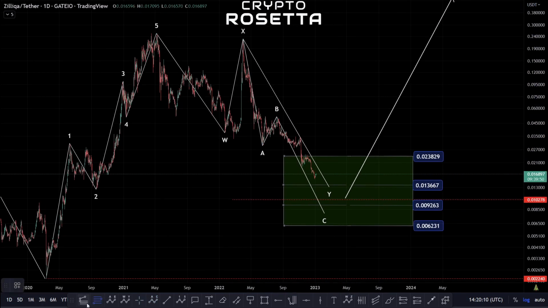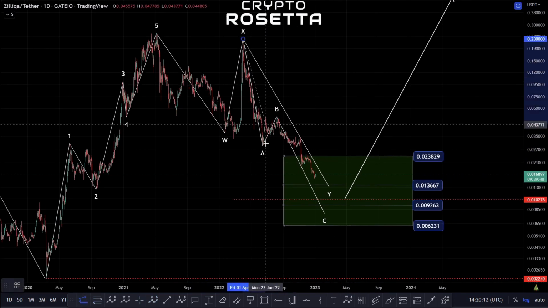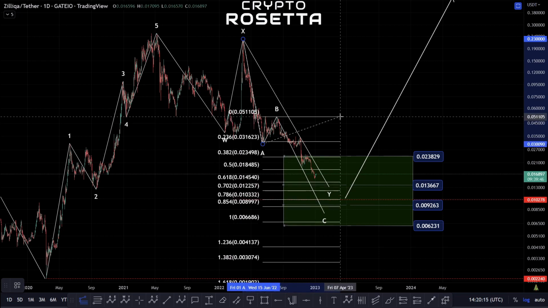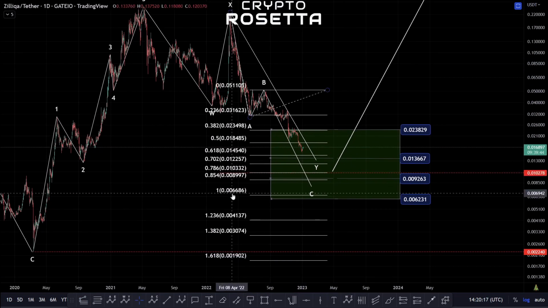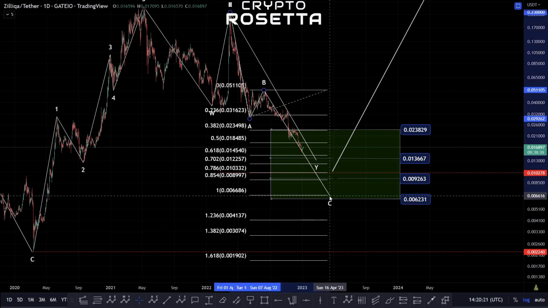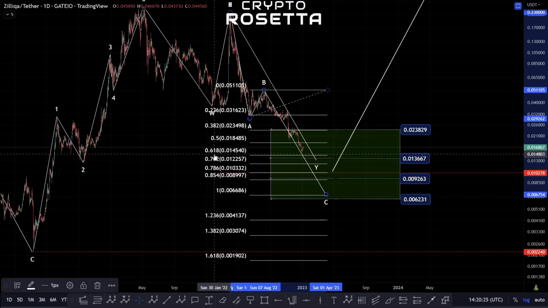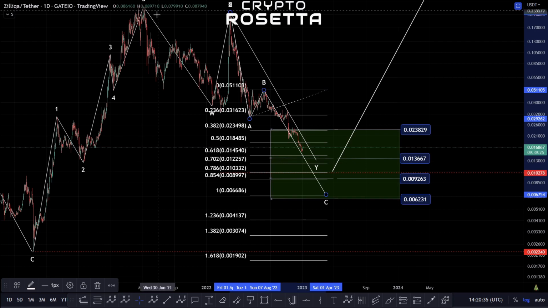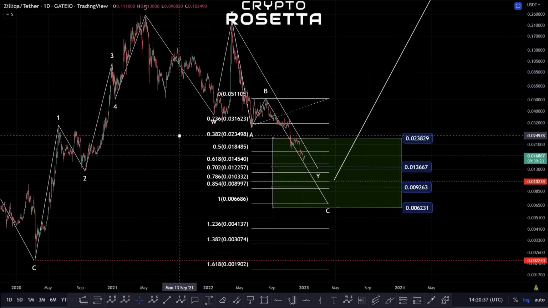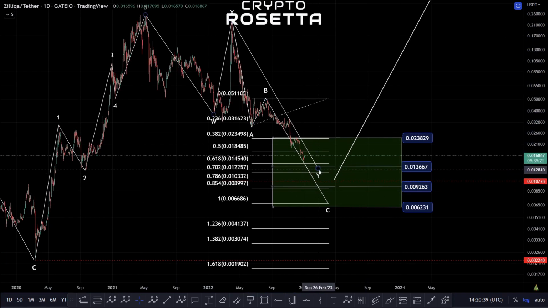So that C wave potentially could travel 1-to-1. So the 1-to-1 area would be this 0.6686 zone, though it doesn't have to travel this low. The minimum we would be looking for as a C wave is this 0.618, which also lies quite close to this zone here of this 0.618 of the move to the upside. So this could be a little area that could be interesting.